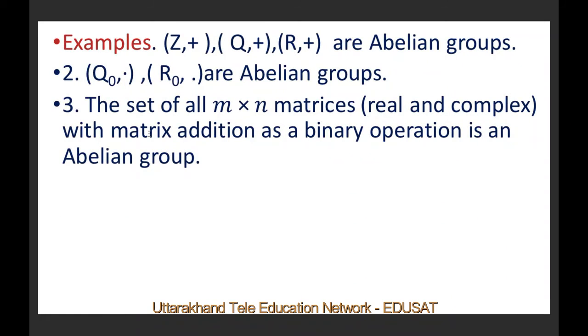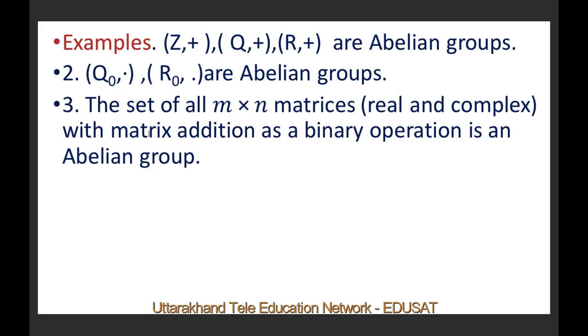For example, in the set of integers, if the binary operation is addition, we know that if we add any two numbers, the order does not matter. Meaning 3 plus 2 is equal to 2 plus 3. Therefore, (Z, +) is an abelian group. Similarly for the set of rational numbers and real numbers also. So (Z, +), (Q, +), (R, +) are all abelian groups.